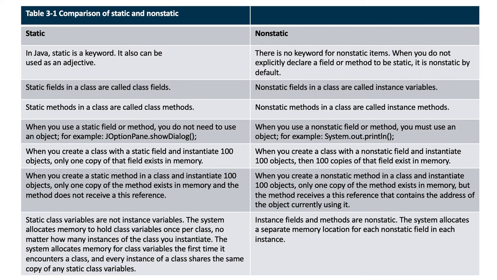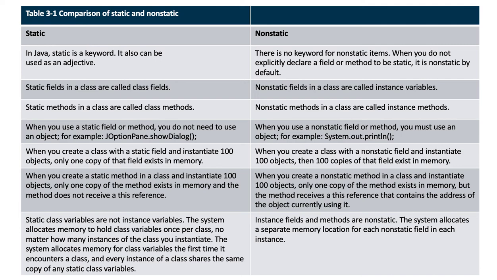Let's take a quick look at this table. In Java, static is a keyword. It also can be used as an adjective. Static fields in a class are called class fields. Static methods in a class are called class methods. When you use a static field or method, you do not need to use an object. For example, JOptionPane.showDialog.